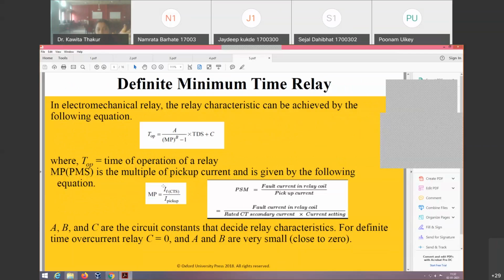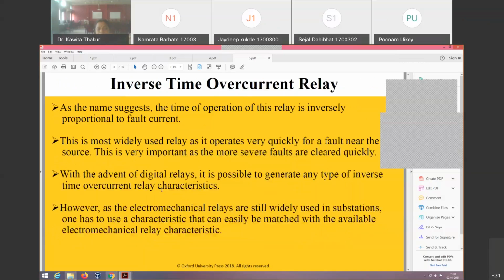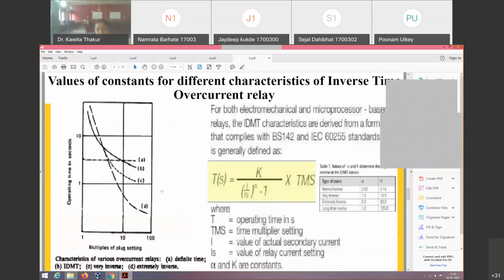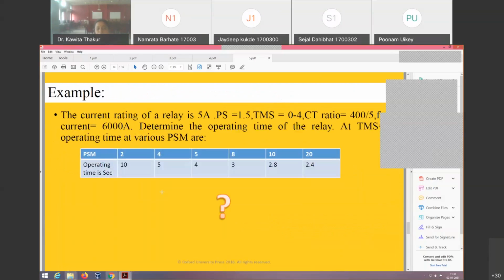Plug setting for overcurrent relay is from 50% to 200% in steps of 25%, while for earth fault relay it is from 10 to 90% in steps of 10%. The time setting dial has settings from 0.1, 0.2, 0.3, 0.4 up to 1. TMS equal to 1: manufacturers generally provide characteristics for TMS equal to 1. This we have already seen, and we have solved a problem in this lecture, based on time setting multiplier and plug setting multiplier.